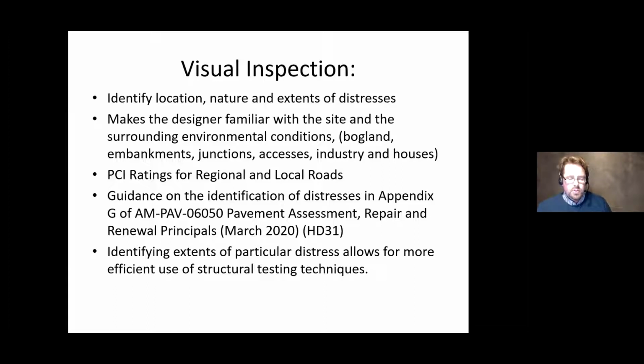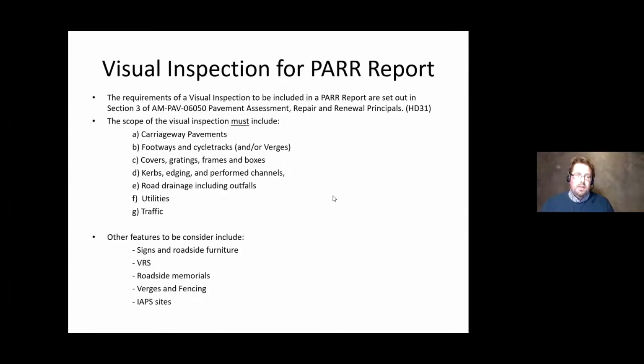They used to use windshield documents which will show you the stresses so you could rate per area. But if you're familiar with them from the back of Appendix G of HD 31, you'll know what you're looking at. So as I said, identifying these areas of particular stress can allow you to make much more efficient use of your structural testing techniques, so that when you go to hire your FWD, you know exactly what you're asking for and exactly where you're asking for it.